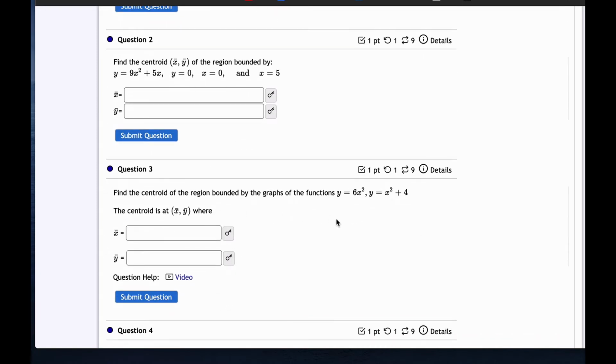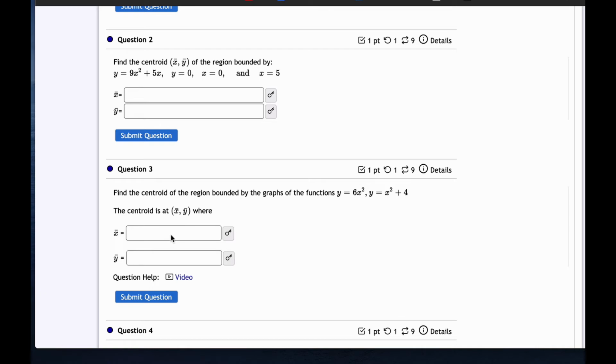Question 3, you cannot use that easier version because it is bounded below by 6x squared and above by x squared plus 4. If you can just see that, that's great. If you can't see that, if you don't know what these graphs look like, just pull out Desmos or some graphing program and get a look at what the bounded region is. And then they ask you for the centroid.